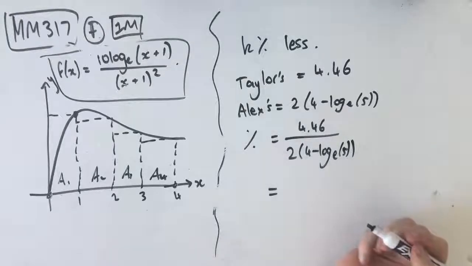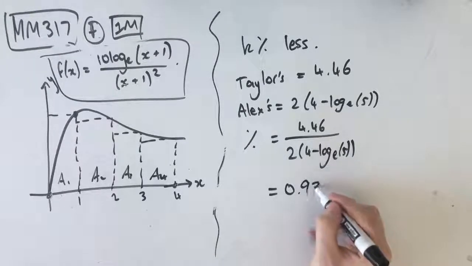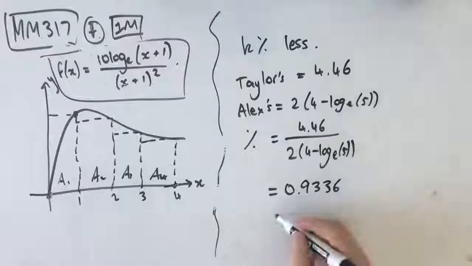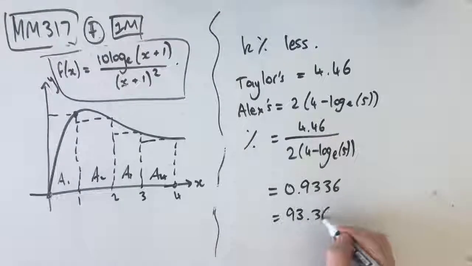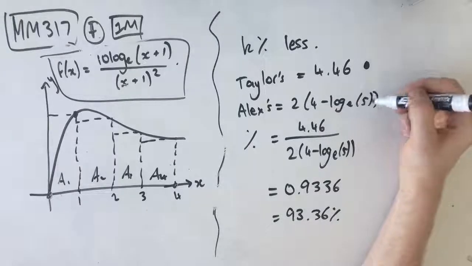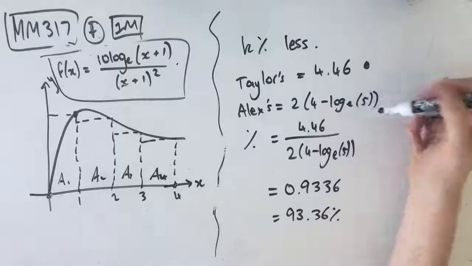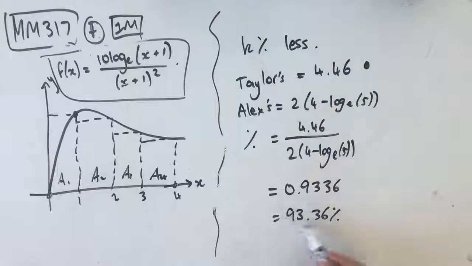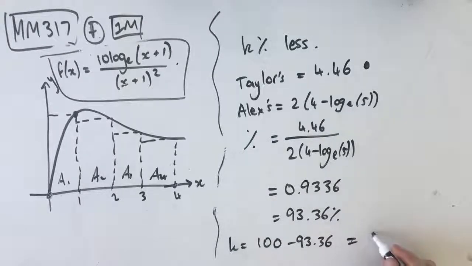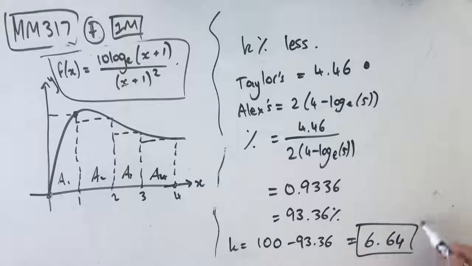and that is equal to 0.9336, which means that the percentage is 93.36%, okay? So Taylor's approximation is 93.36% of Alex's, which means that the difference between this and 100 is how much less it is, which is the value of k that we're looking for. So therefore 100 take 93.36 is equal to k, which is equal to 6.64. It's our first and only mark for this question. That's it for part F.